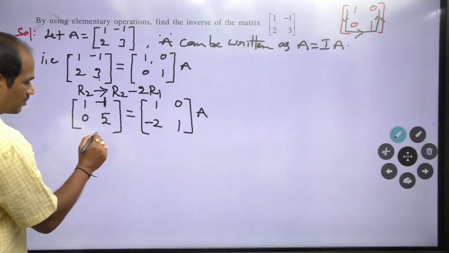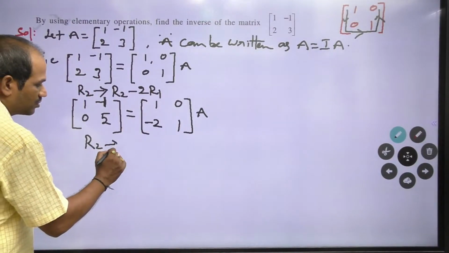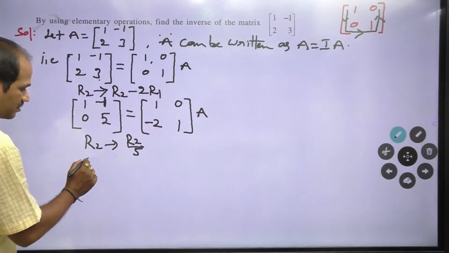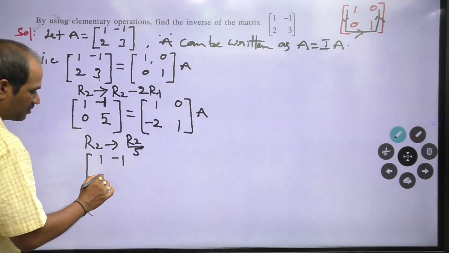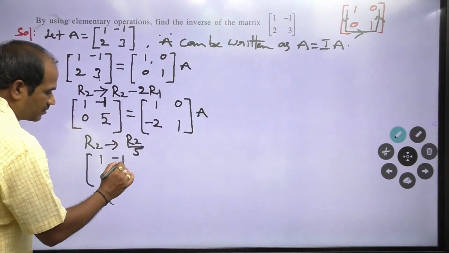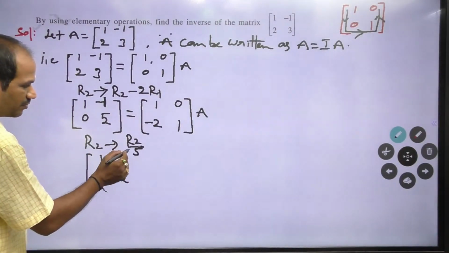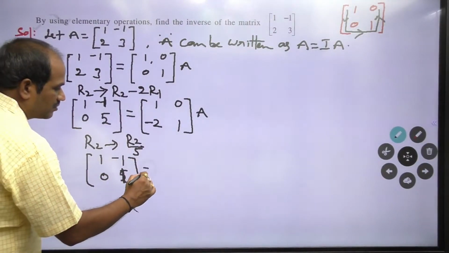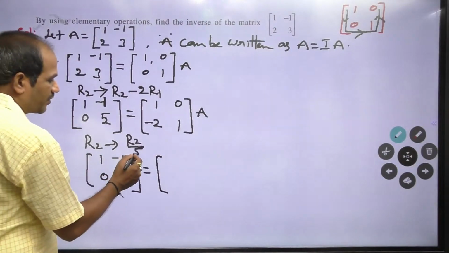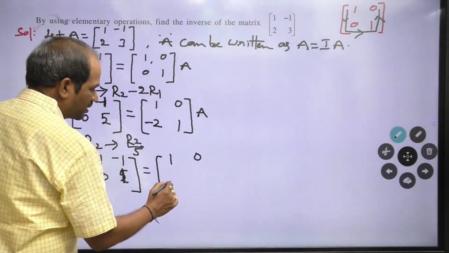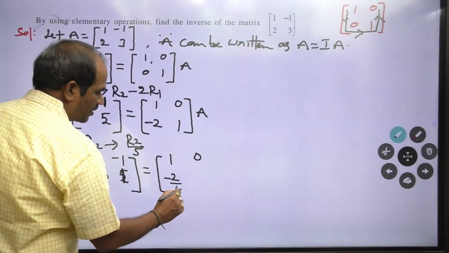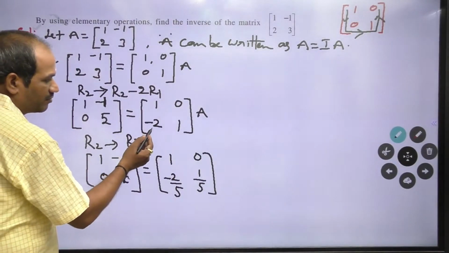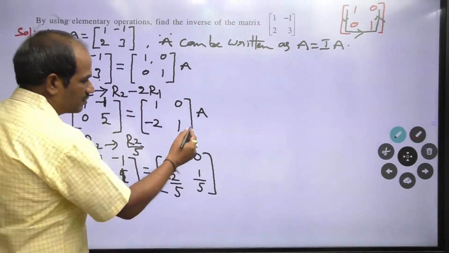So this is the R2 row, R2 goes to R2 by 5. 5 by 5 is 1. R2 divided by 5, R1 has no change, 1 0. The next remaining value is minus 2 by 5, and the next is 1 by 5. R2 divided by 5 gives minus 2 by 5, 1 by 5, into this matrix A.